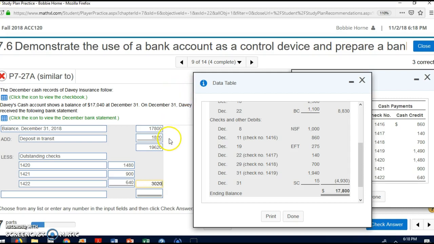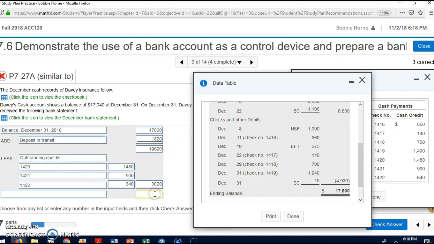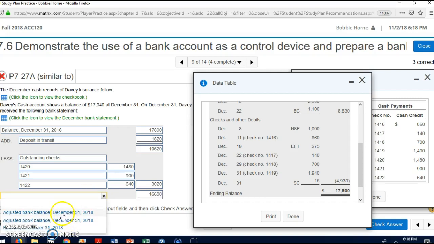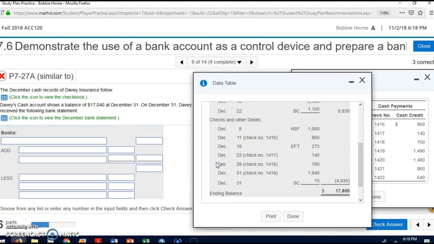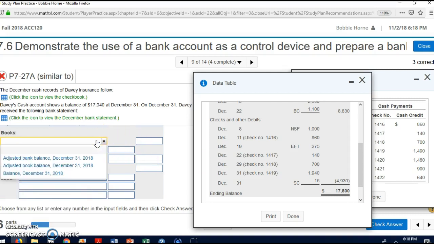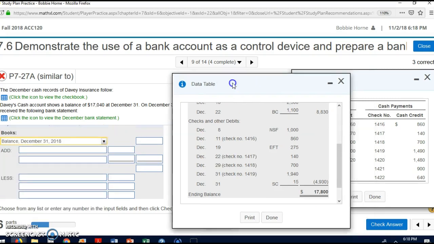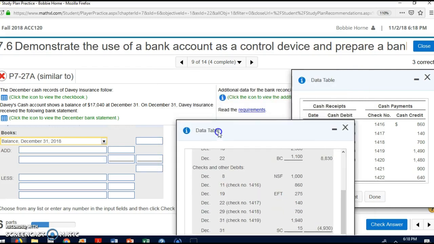We need to subtract that from the 19,620, and our balance, if everything was entered in correctly, should be 16,600. Now for the book side, we need to look and see what the balance is. And that is not on the cash. This is just showing cash receipts and cash payments. But we have a balance of $17,040 that's given to us in the information above.